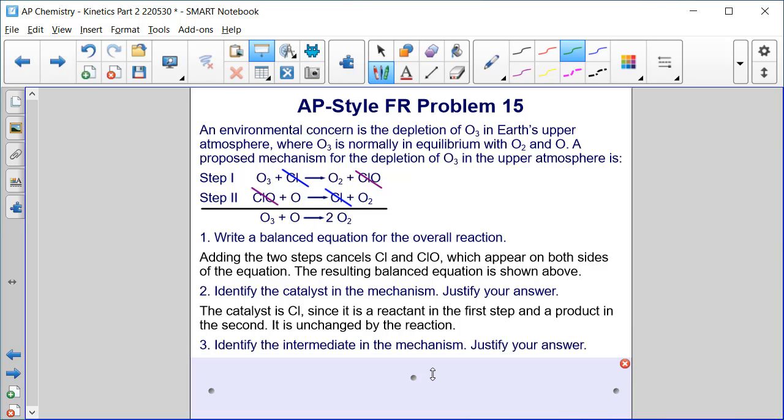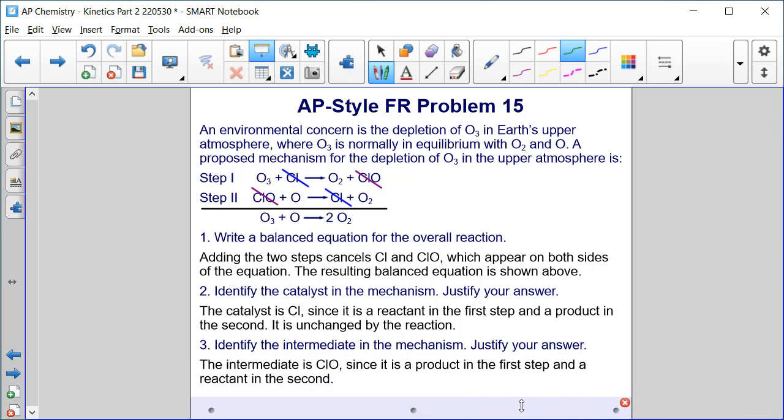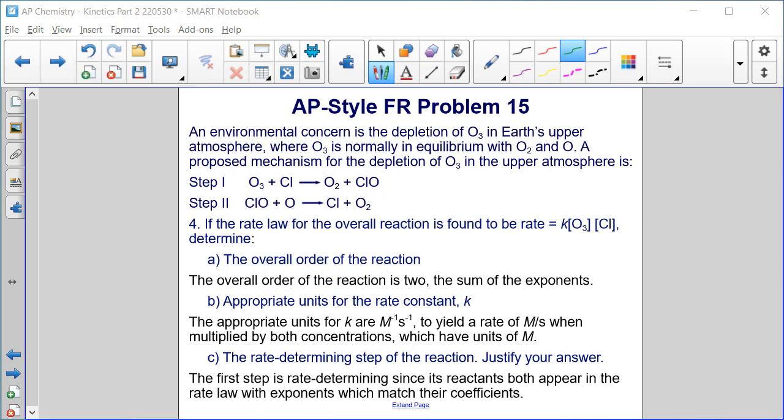And then identify the intermediate. So an intermediate is something that is produced and then consumed but doesn't appear in the overall reaction. So that would be ClO, since it's a product in the first step and a reactant in the second.